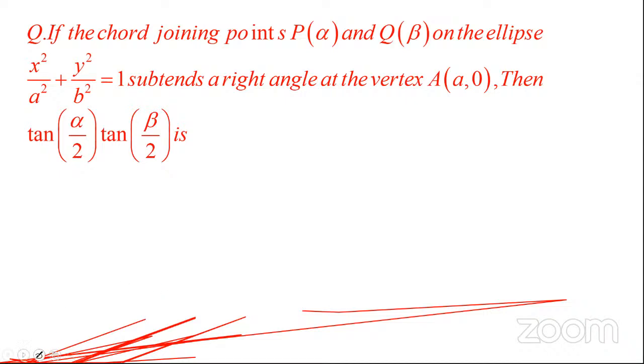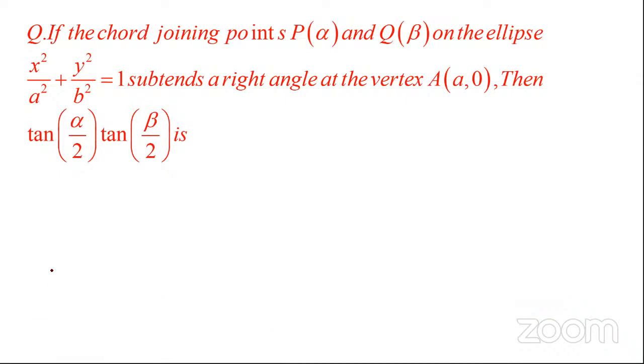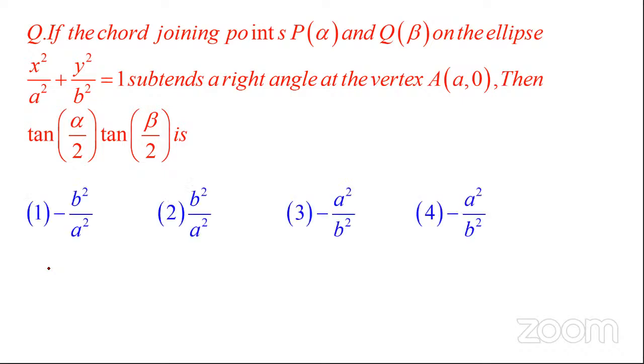If the chord joining points P(alpha) and Q(beta) on the ellipse x square by a square plus y square by b square equal to 1 subtends a right angle at the vertex (a, 0), then what is the value of tan(alpha by 2) into tan(beta by 2)? The options are minus b square by a square, b square by a square, minus a square by b square, and so on.